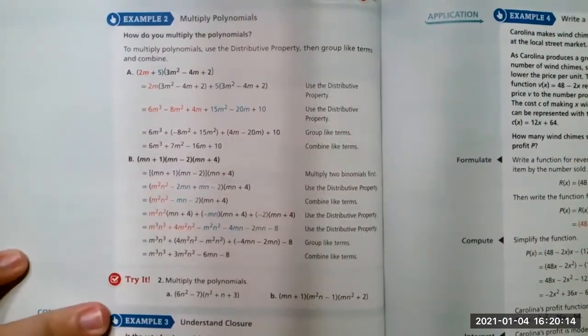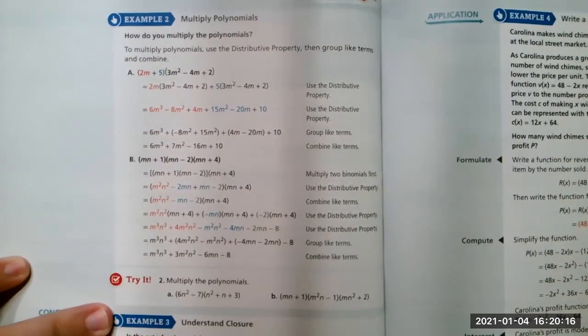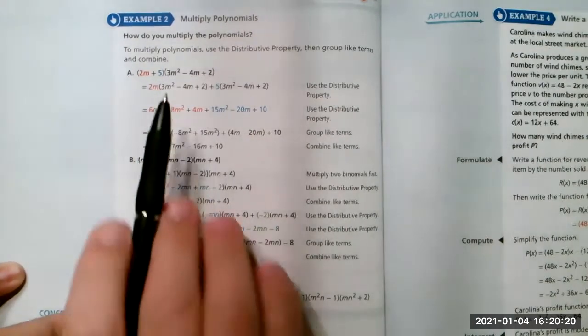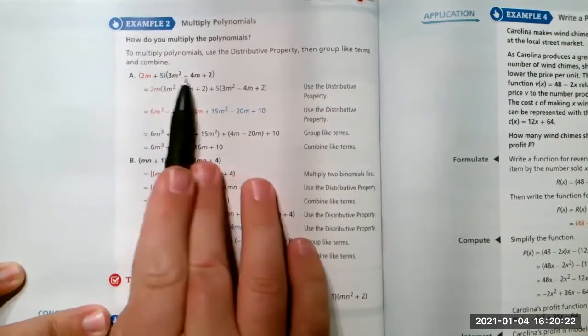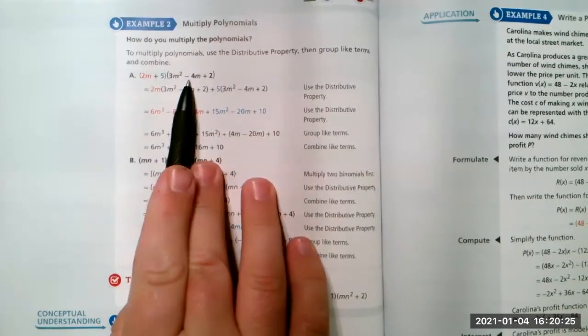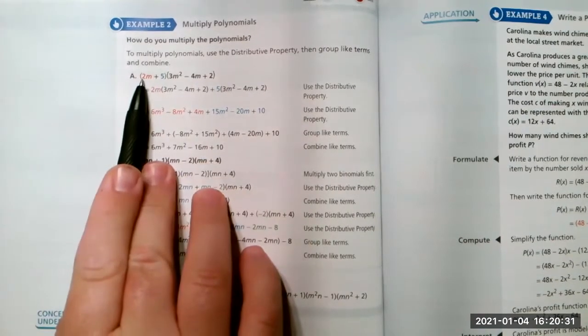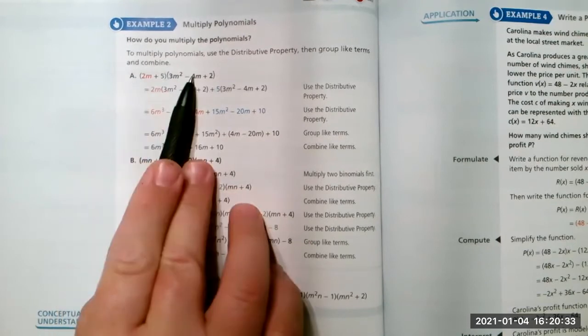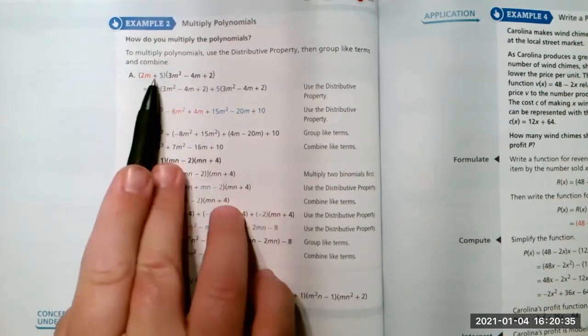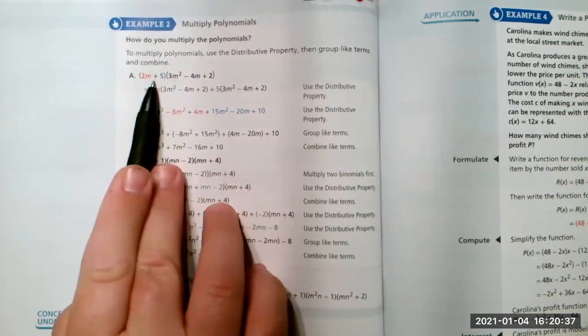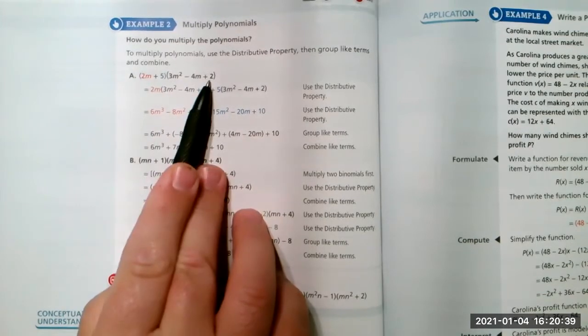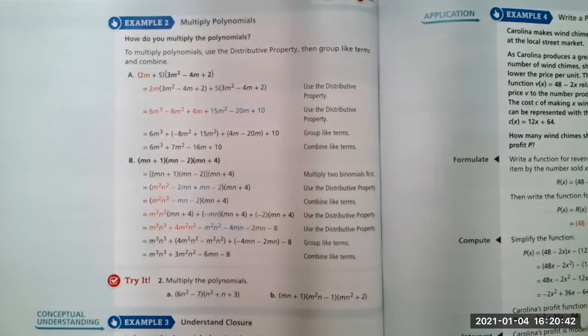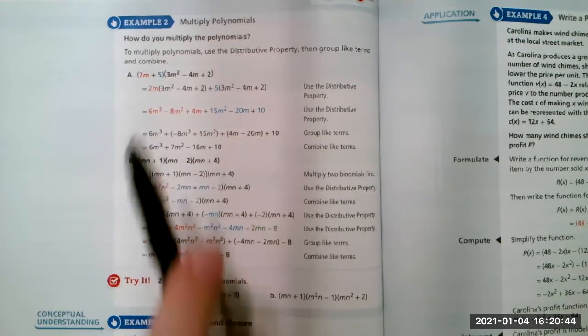Not too complicated. Example 2, now they're talking about multiplying polynomials. So here's how you multiply them. Part A, this is an example of a binomial times a trinomial. Lots of people do different things here. It's kind of up to you. I usually just take that first term and I multiply it through the second polynomial. And then I take the second term and I multiply through the second parentheses, and then I just add like terms at the end. And that's essentially what they're doing here.